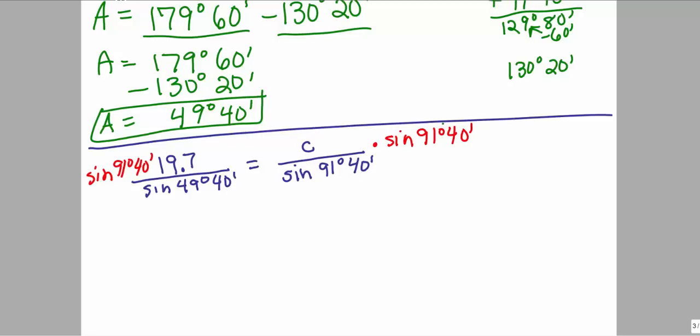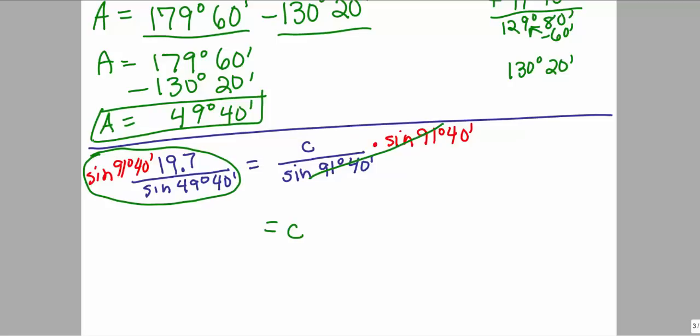We want to do that because we want these two to cancel out, and we only want to have C on one side by itself. And now we need to put this into our calculator. So sine of 91 degrees, 40 minutes times 19.7 divided by sine of 49 degrees, 40 minutes.